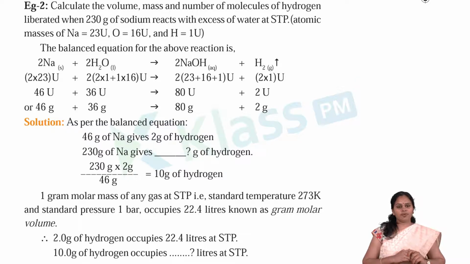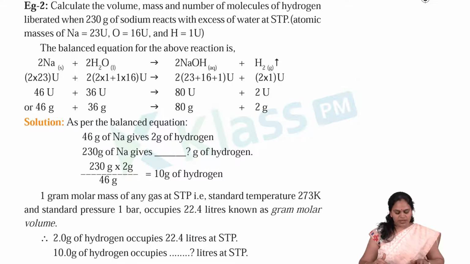As per the balanced equation, 46 grams of Na gives 2 grams of hydrogen. In the same way, to get 230 grams of Na, how many grams of hydrogen are produced? That is 230 into 2 by 46, which gives you 10 grams of hydrogen.